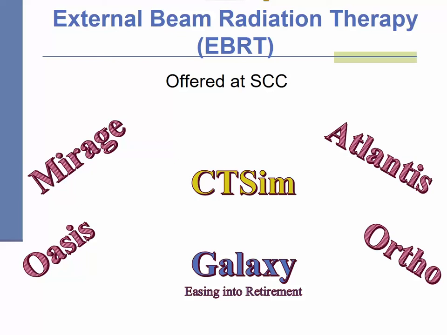So in the radiation department at the Saskatchewan Cancer Centre, they currently have 3 linear accelerators named the Oasis, Mirage, and Atlantis. They do have a 4th named the Galaxy, which is easing into retirement, and they sometimes use it as a backup bunker if one of the other units is on maintenance or in need of repair due to a breakdown. They also have an orthovoltage treatment unit, which is used for superficial disease sites, and also they have their own individual CT simulator.